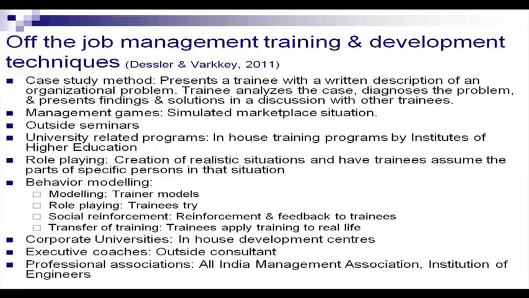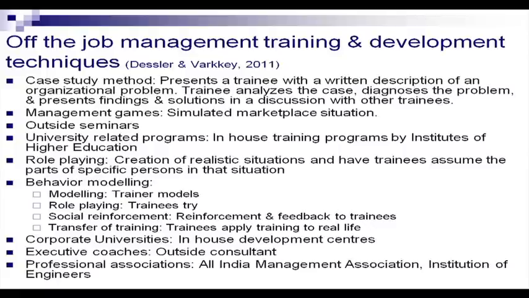Social reinforcement is reinforcement and feedback to the trainees. So, the trainees have already played the role, or they have copied, they have practiced, and then they get feedback not only from the trainer but also from their peers. Transfer of training is where trainees apply the training to real life. So, they are given a chance to apply whatever they have learnt to real life, and then their understanding of whatever they have learnt is tested.